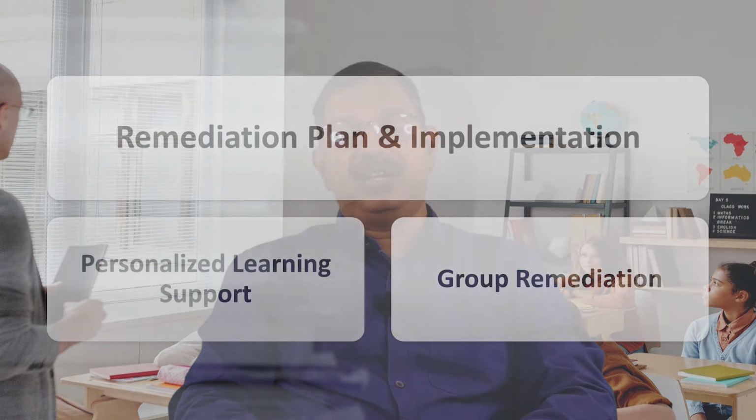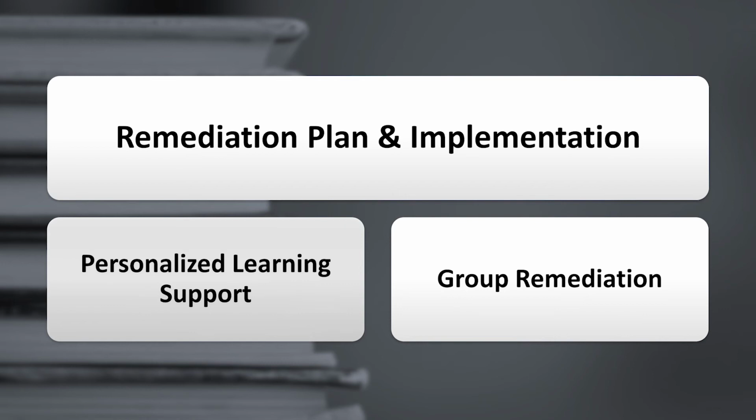Once you have done that, the next step is remediation, and for that you have to develop a remediation plan and implement it. Your remediation can be individualized, or it can be in a group. If you have many students with a similar problem, for example, 7-8 students having a problem with spelling, you can have group remediation and group drill.